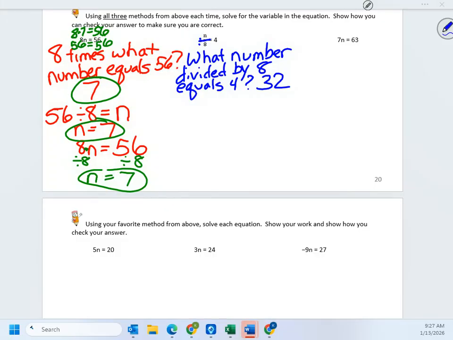All right, so that's our logic question. What's another method we could do?